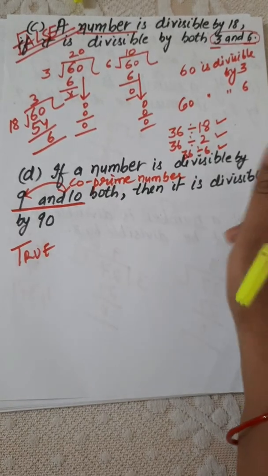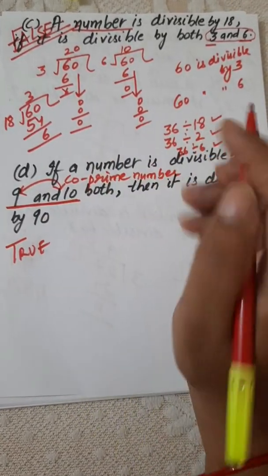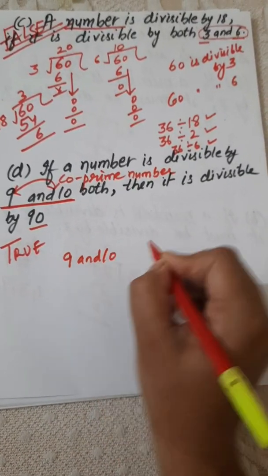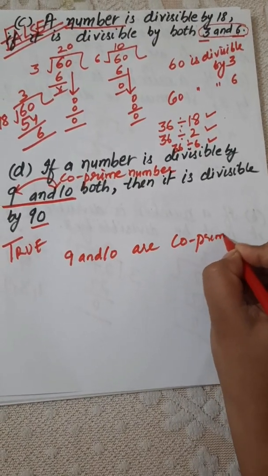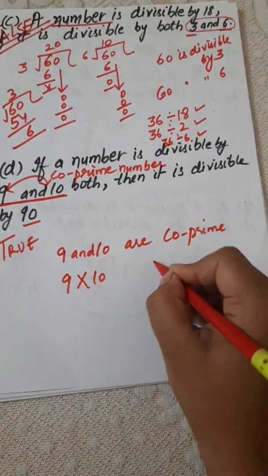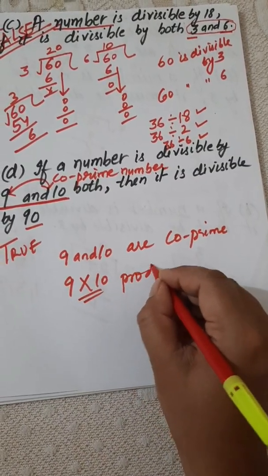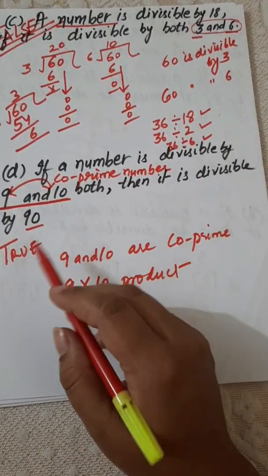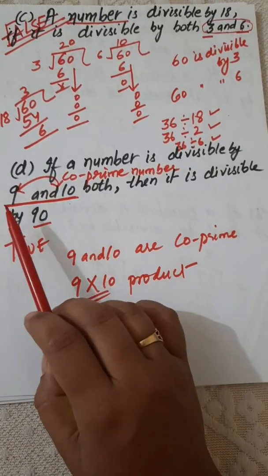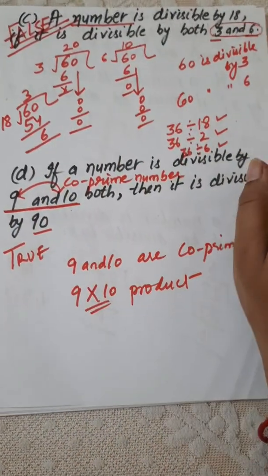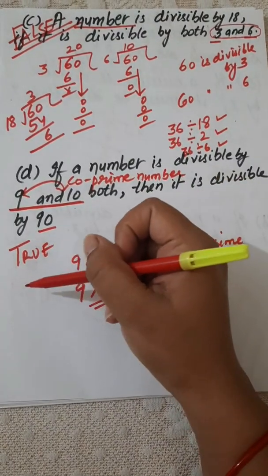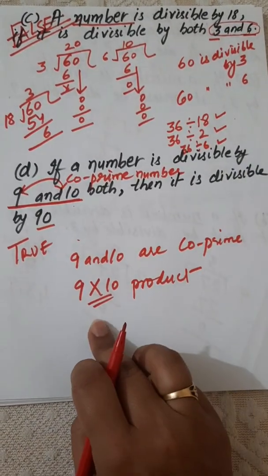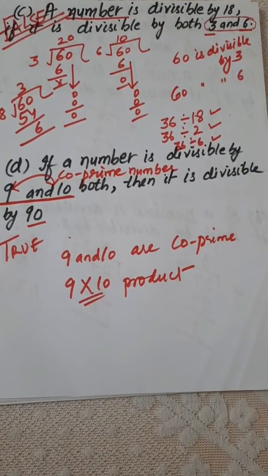And we know that if a number is divisible by any two co-prime numbers, then it is divisible by their product. If 9 and 10 are co-prime, then the given number is also divisible by its product. So yes, if a number is divisible by 9 and 10 both, then it is divisible by 90. Why is it a true statement? Because here both the numbers are co-prime, and in the C part the numbers are not co-prime. So this rule we have done.